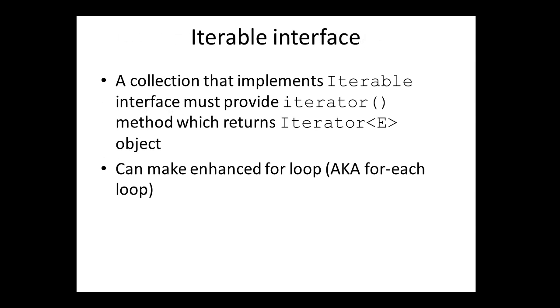So we talked about the Iterable interface. So what is the Iterable interface? A collection can implement the Iterable interface. If a collection has this Iterable interface, it should actually have an iterator method that will return an Iterator object. Iterator object will help you to make an enhanced for loop, aka for each loop.